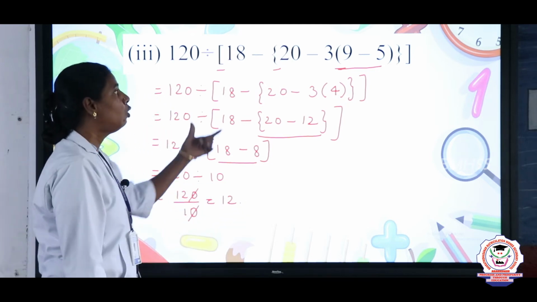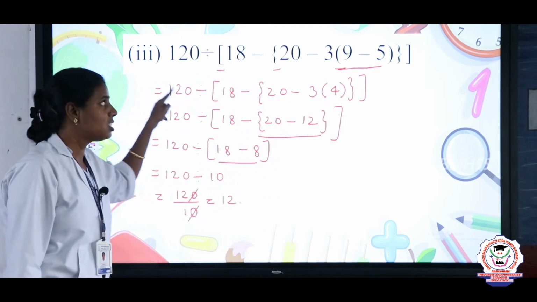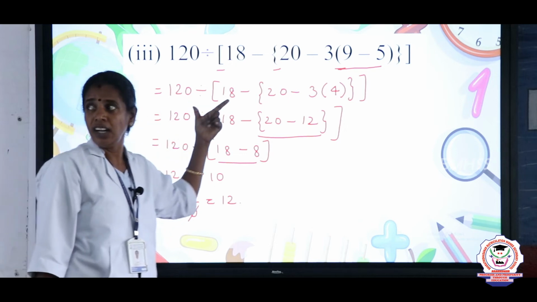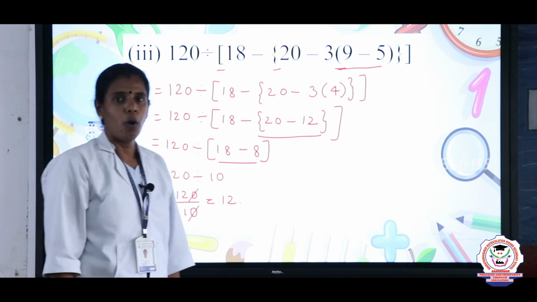Is it clear how to remove the brackets and how to use the different types of operations given in the expression? Is it clear, children? So simplification we have done, and next we are going to see the Roman numbers.